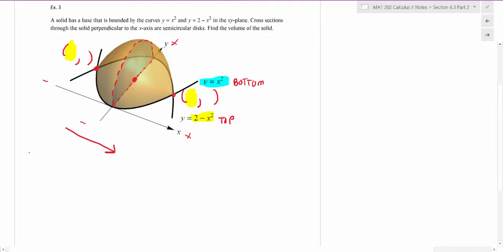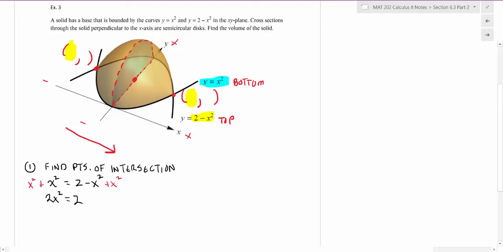So step one in this problem is that we need to find the intersection points. I'll label the steps as we go. So we're going to find the points of intersection. And we're going to do that by setting the two curves equal to each other. We're really just solving a system of equations. So I'm just going to set x squared equal to 2 minus x squared. That's going to be a pretty standard quadratic equation. So you're really just adding x squared to both sides. When you do that, you're going to get 2x squared is equal to 2.